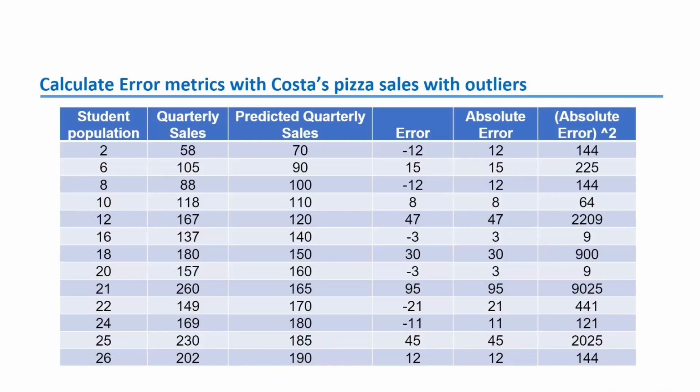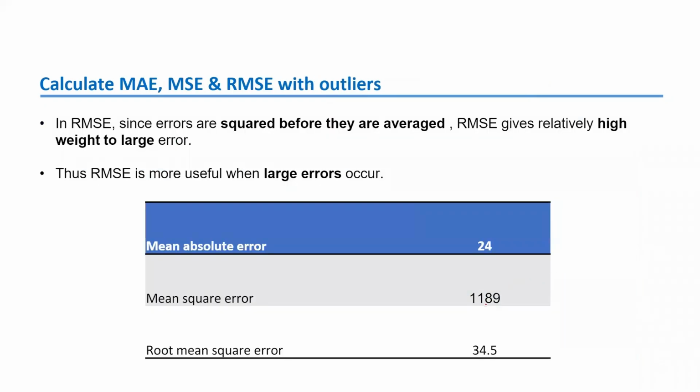Now, with the change of certain values, you see, you have introduced some outliers in the data. You see, the difference is huge, 167 and 120. The difference is 47, and 47 square is going to be 2209. You have 260 and 165. The difference is 95, and 95 square is 9025. Right? And with the introduction of some of these outliers, what you can see is that the difference is huge. See, the mean absolute error is 24 and the root mean squared error is 34.5.